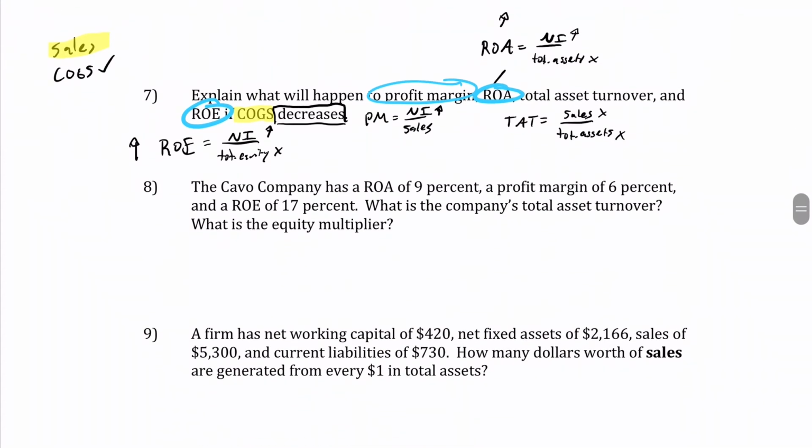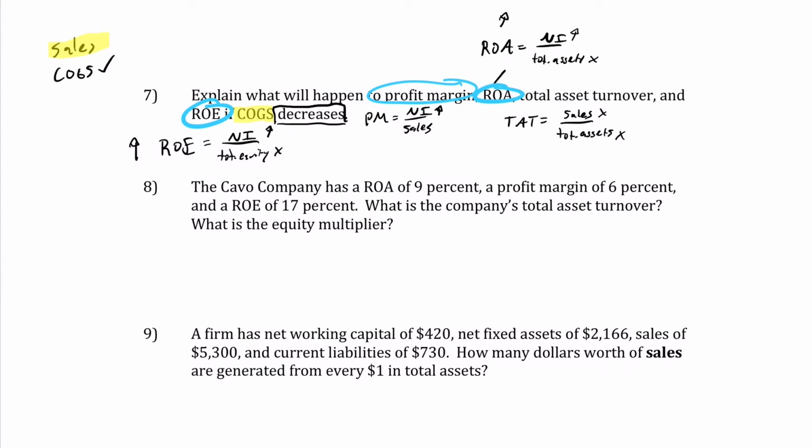Number 8, the Cavo company has a ROA of 9%, a profit margin of 6%, and an ROE of 17%. And what is the company's total asset turnover? And what is the equity multiplier? So this one's also, now we're starting to get into some more complex problems.